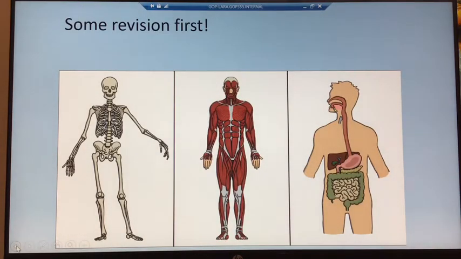Now, some revision to start with. The body is made up of different systems that help it to function properly. Can you name the 3 systems that are shown in these pictures? Stop the video and see if you can give it a go. You have learnt about them in Key Stage 2.